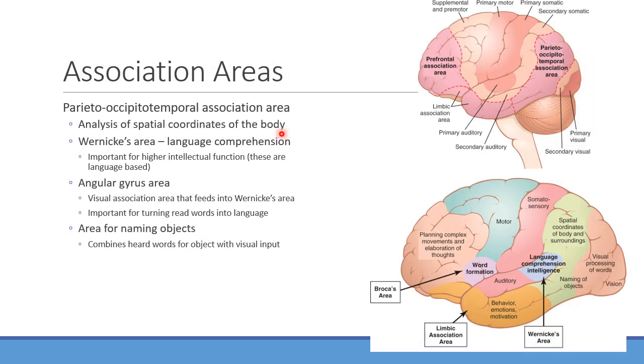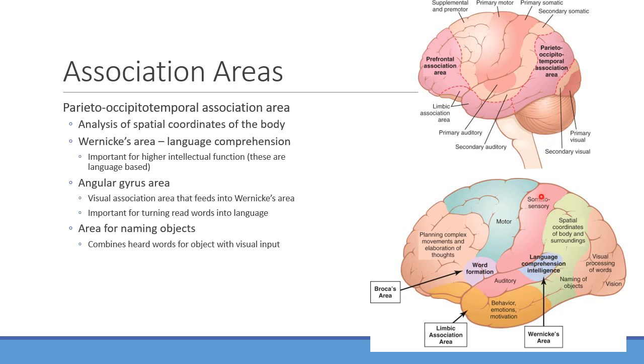All right. So looking at these association areas, basically when we're looking at the parieto-occipito-temporal association area, again, that's just telling you where it's at in the brain essentially. This is good for helping with analysis of things like spatial coordinates of the body. So being able to determine where we're at in space and time and how we need to respond to that, right? Other big things you're going to see are things like Wernicke's area. This is good for language comprehension.